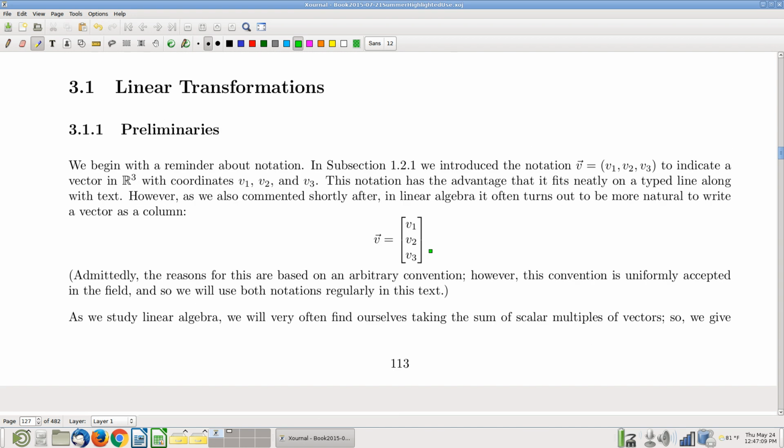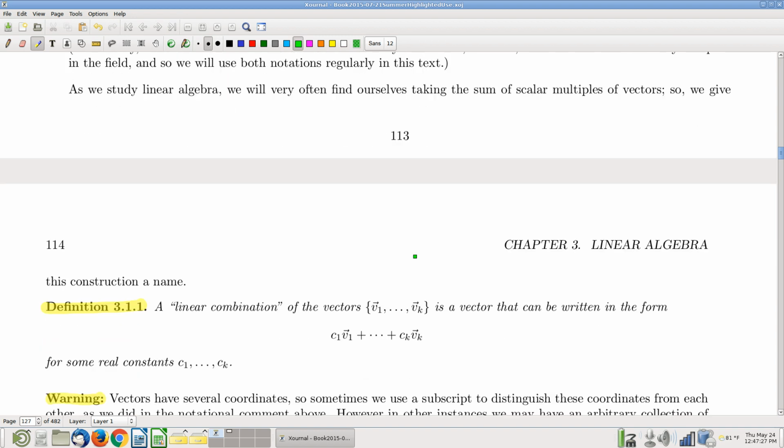Okay, so let's dive in. Let me remind you of this notation. We've talked about this on the first day of class, a different way to write vectors. Instead of writing v1, comma, v2, comma, v3, we write it as a column. Ends up being useful. We're going to see why today. We've already seen minor reasons why.